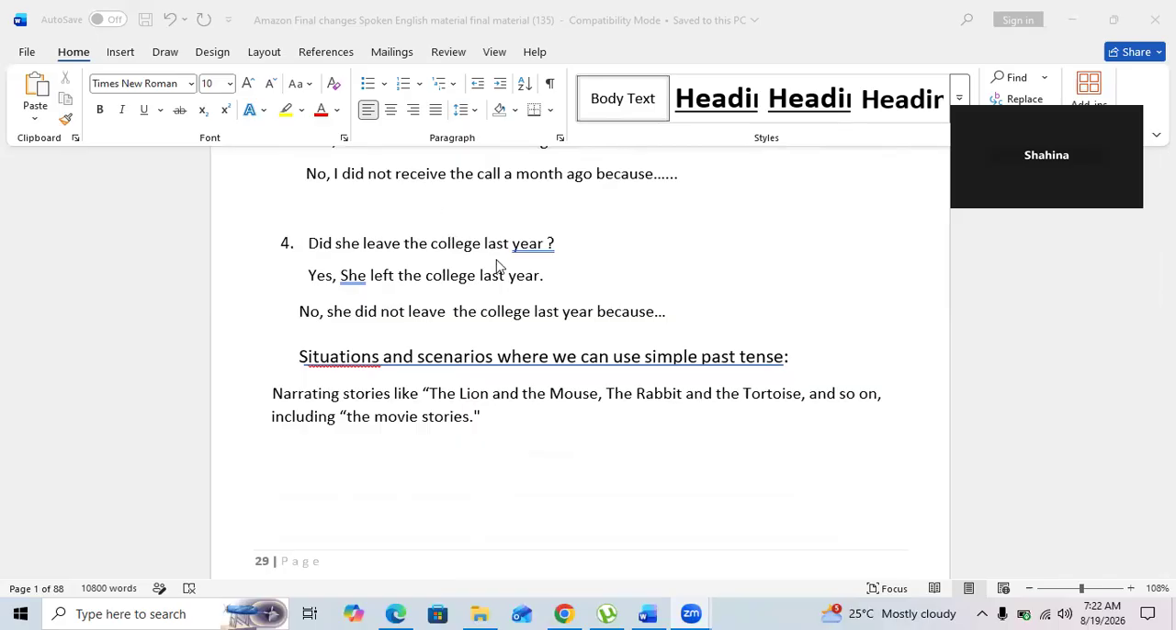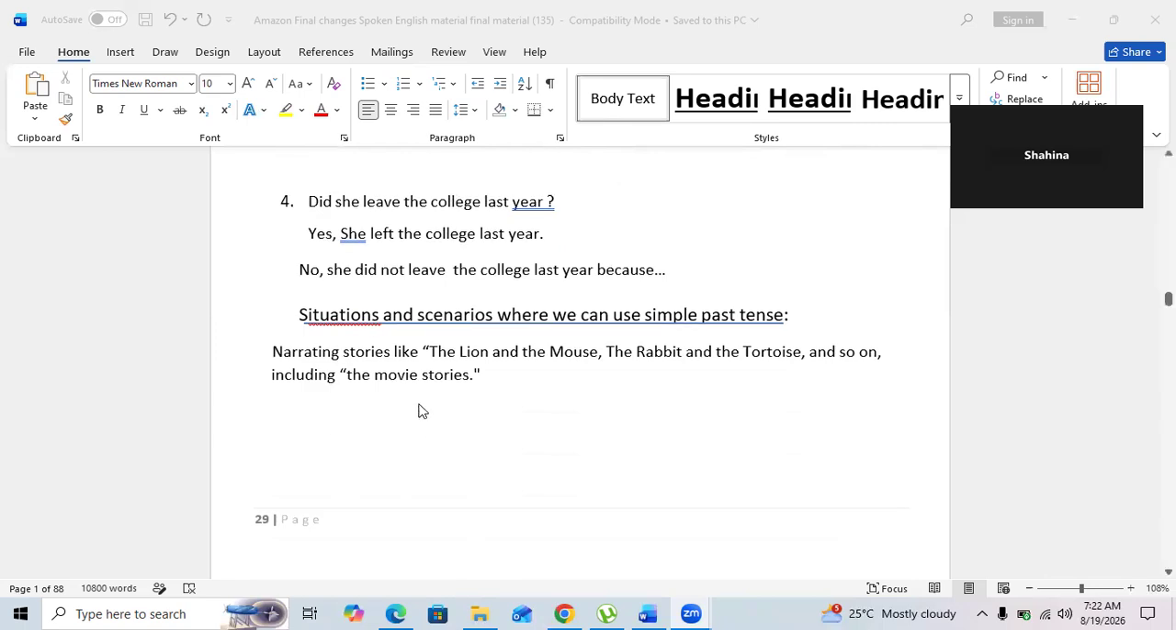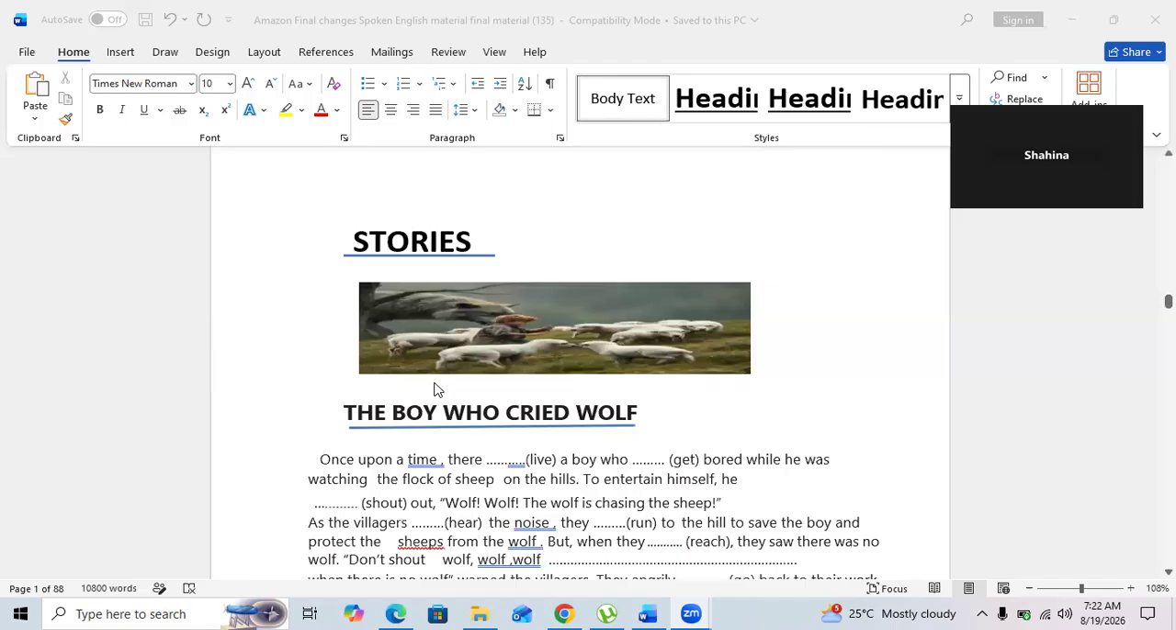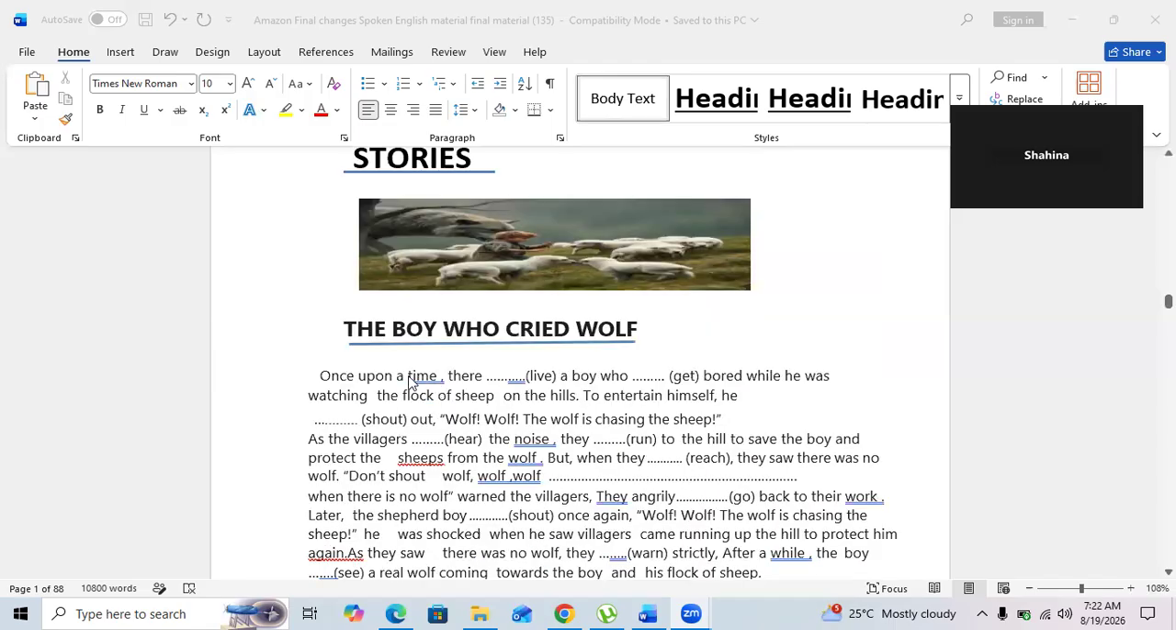Now, where actually do we have to use simple past? What are the situations where you have to use it? While narrating a story. If you remember, in the previous sessions we discussed stories, like the lion and the mouse story and the crow story. In case you have not gone through them, please comment in the comment section and I'll provide you the link as well.